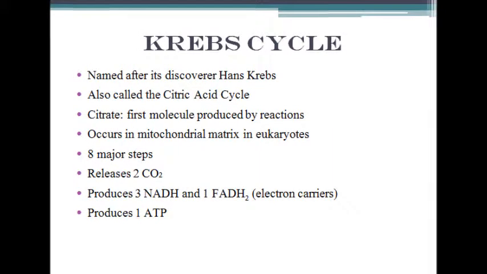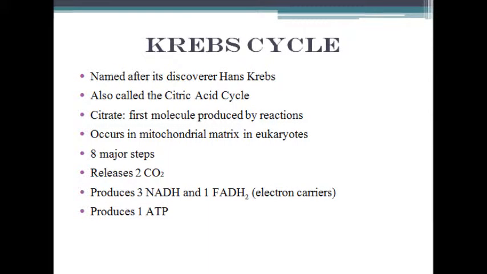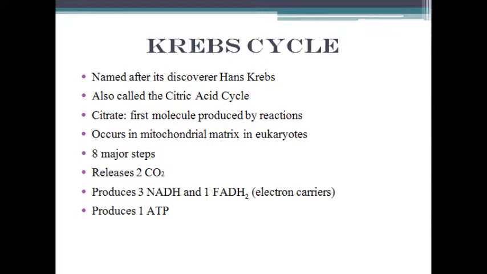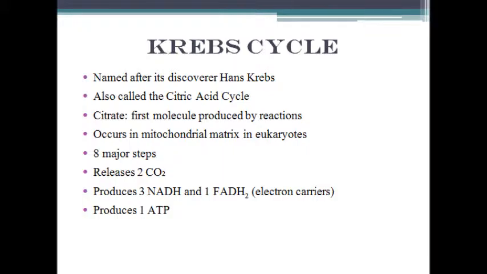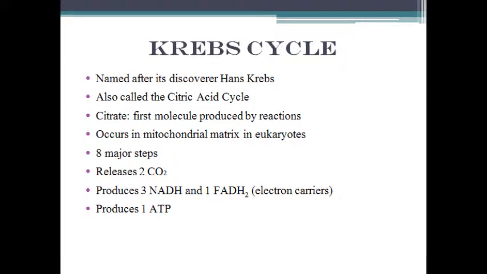For each glucose, the Krebs cycle produces 3 NADH and 1 FADH2, both electron carriers that will later be used in the electron transport chain, as well as 1 ATP. During the process, carbon dioxide is released.